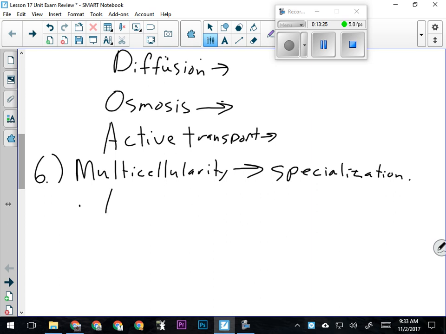Okay, what were the advantages? We talked about those. That's that whole surface area to volume thing. Multicellularity overcomes that problem. Be able to explain things like that, or recognize when a question is presenting you with that situation.